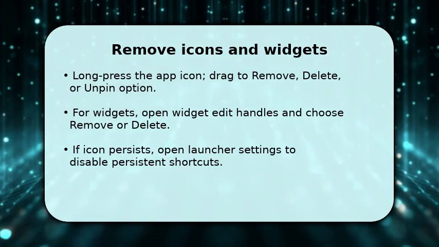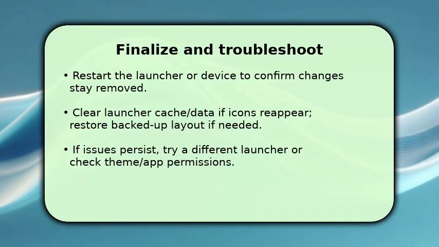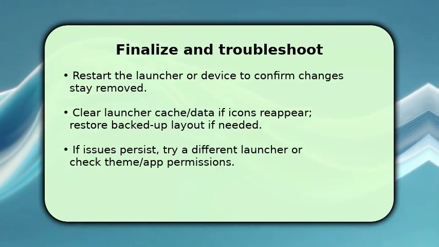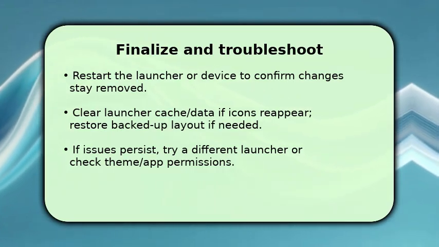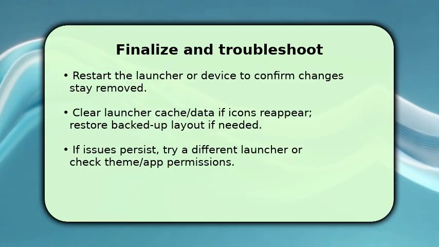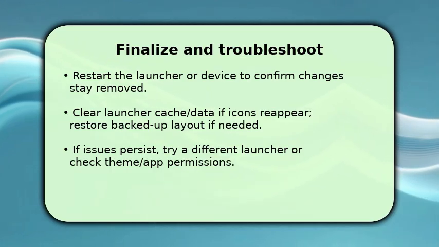Finally, make the changes permanent by restarting the launcher or rebooting the device. This forces the home screen to re-render and confirms the icons are gone. If an icon reappears, clear the launcher's cache or data in system settings, then recheck layout backups. Make sure themes, icon packs, or backup apps aren't restoring positions automatically.